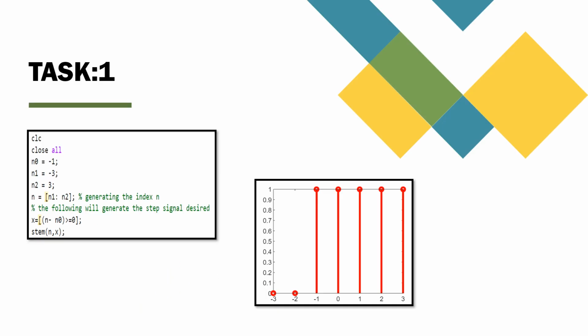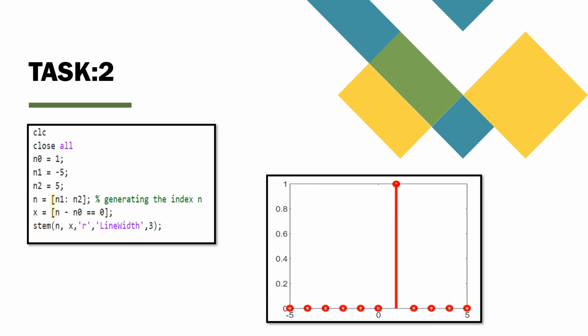In task 1 we are required to simulate a unit step function. Here we have taken n0 as the starting point for our function and n1 and n2 are the boundary points. Vector n is generated using n1 and n2 and the output x will only be 1 when n minus n0 is greater or equal to 0.